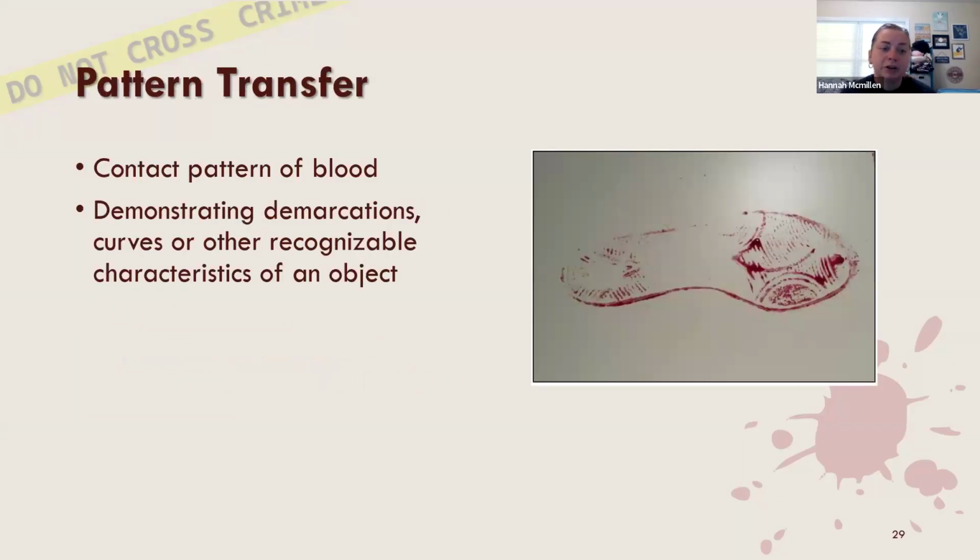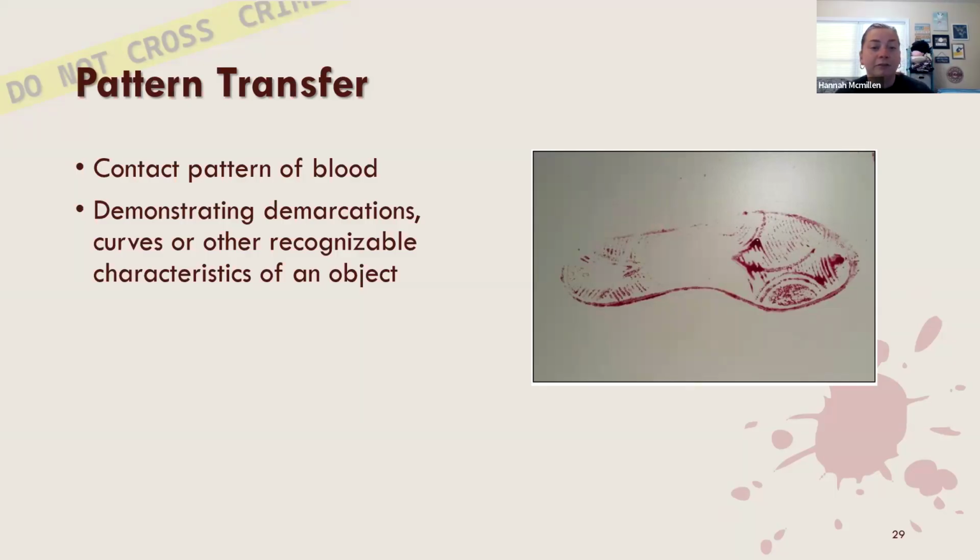So going into pattern transfers, this is contact pattern of blood. It demonstrates demarcations, curves, or other recognizable characteristics of an object. So this could be if someone beat someone up with a hammer and they lay the hammer down on a surface and you can see the shape of the body of a hammer, right? Here we have a footwear impression. So someone stepped in blood and is now transferring that pattern.